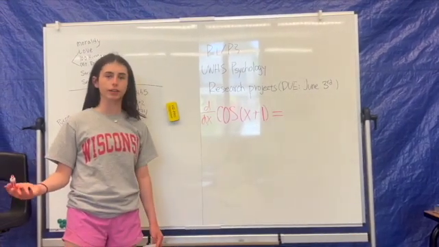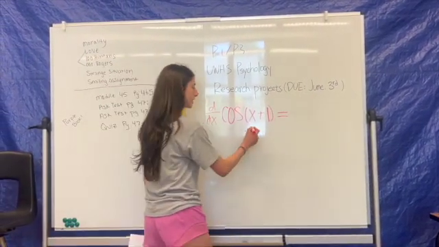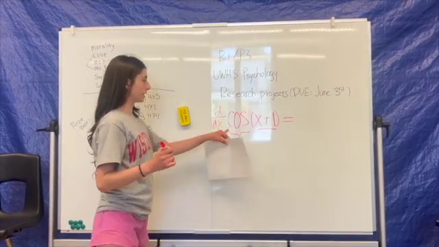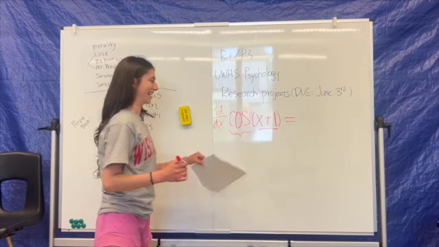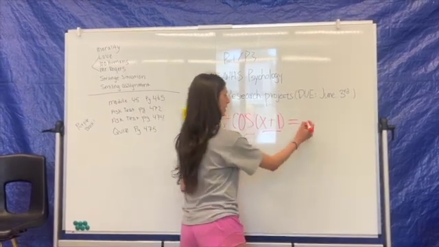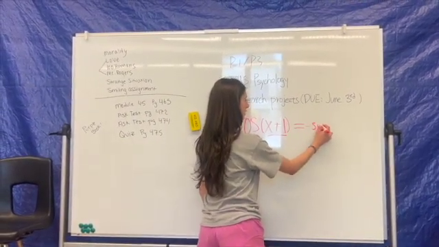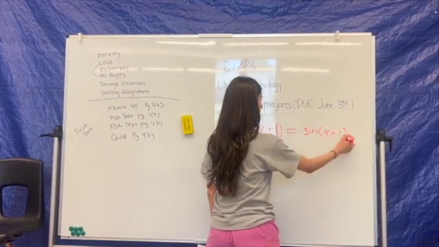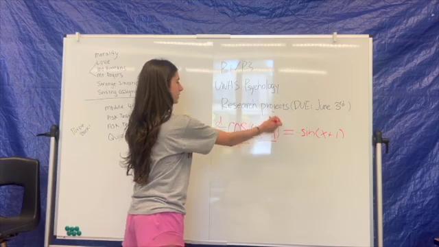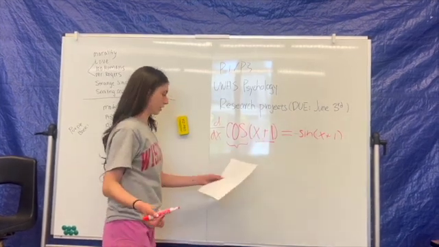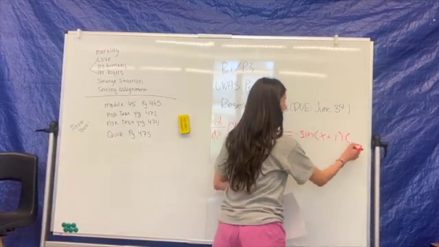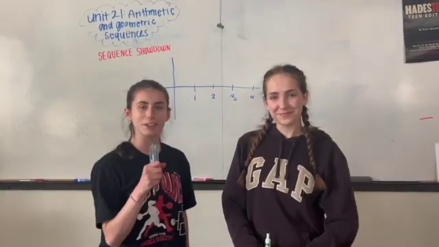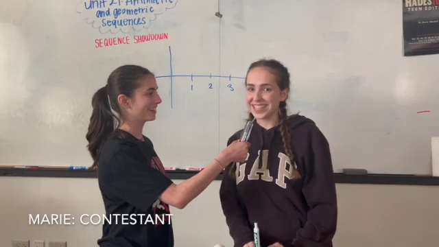Now, how do we find the derivative? Well, we have an inside section and we have an outside section. So first, let's take the derivative of cosine. The derivative of cosine is negative sine, and then we have the inner function, x plus 1, and then we take the derivative of this inner function, which is 1. And there's our answer.